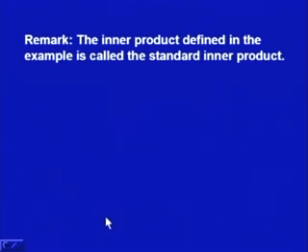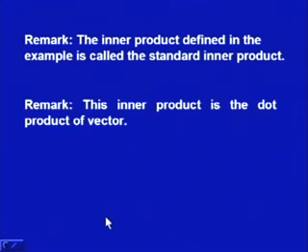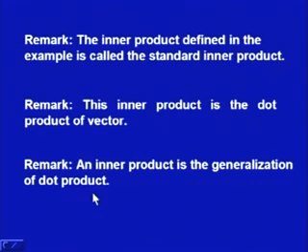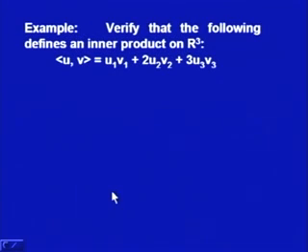Now, the inner product defined in this example is called the standard inner product, and if you realize, this inner product is the dot product of vectors. So, inner product is a generalization of dot product for vectors. This is what we like to conclude, and inner product is actually a generalization of dot product, and in fact it can be defined in many different ways.